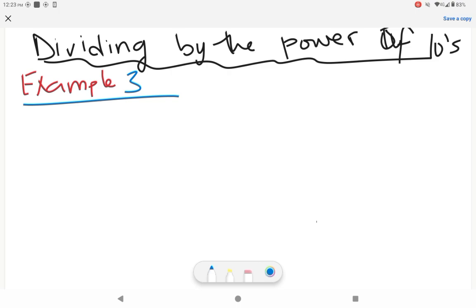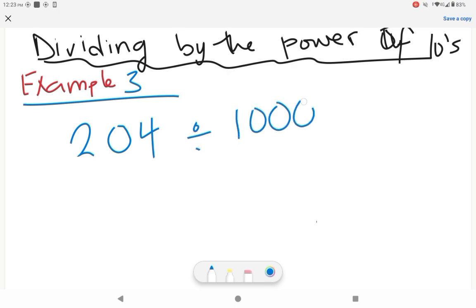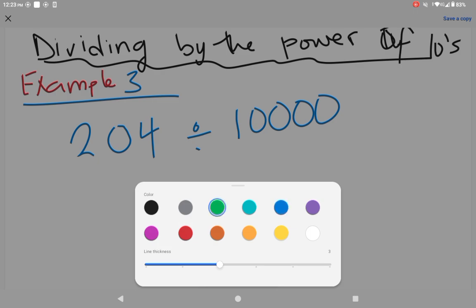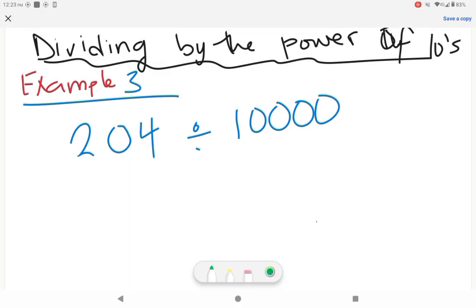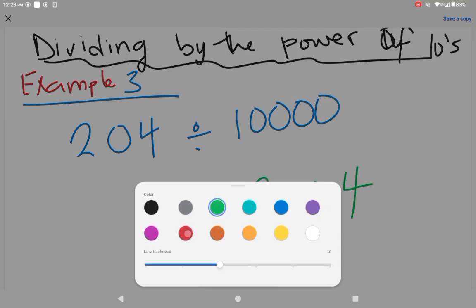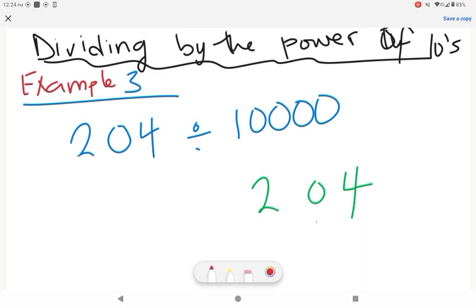Another example. Example 3. 204 divided by 10,000. All right. This time, how many times do you think I have to jump? I have to jump 4 times. The reason is that 10,000 has four zeros. So I'm going to write the digits down: 204. Then I start jumping from the ones. The ones here obviously is 4. So I start jumping from the 4. I have to jump 4 times.